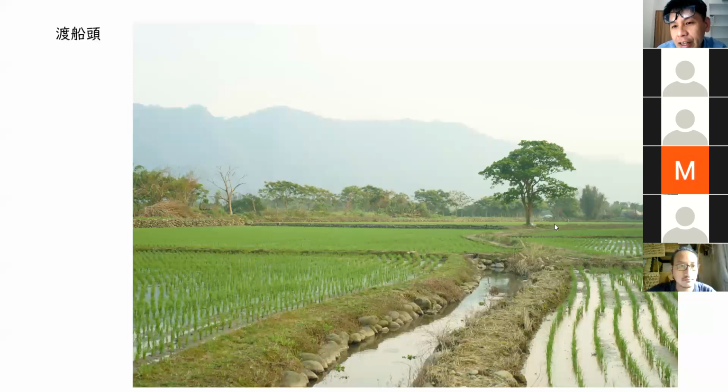And last year, this is a symbol of the old ferry, it's a tree. But now it changed because of the dam. 50 years ago, the Shimen Dam was built. So no more ferry, no more water transportation. So we can see that the symbol is a ferry.